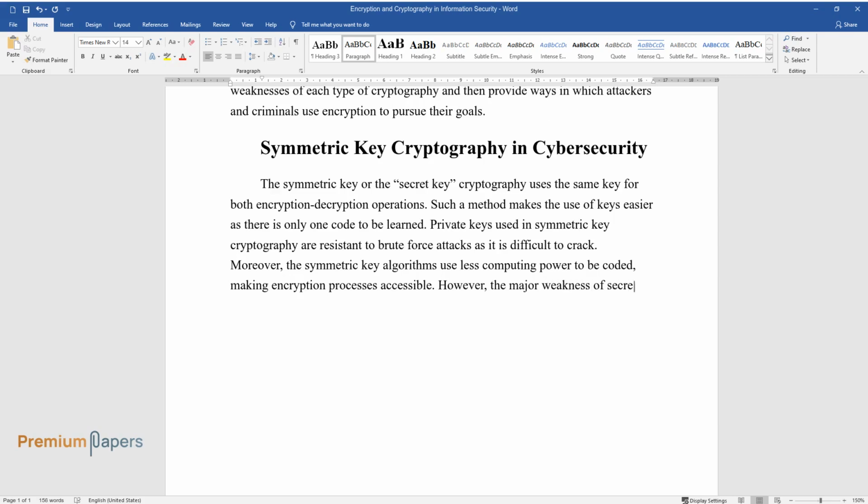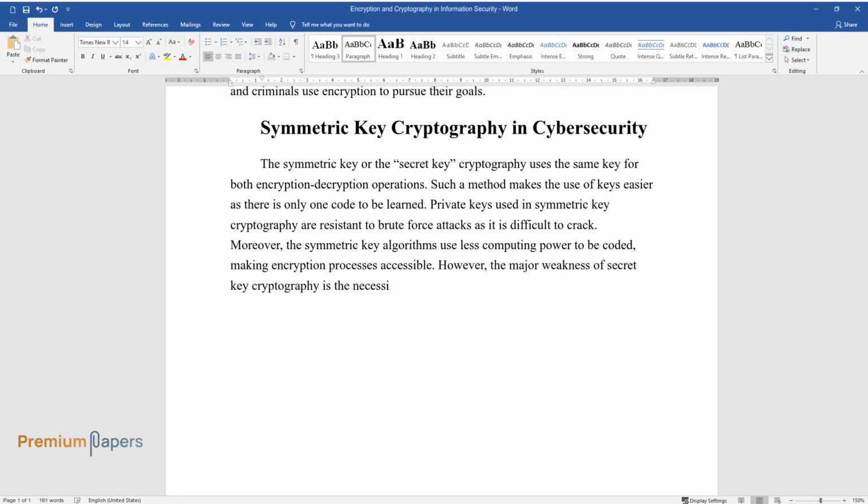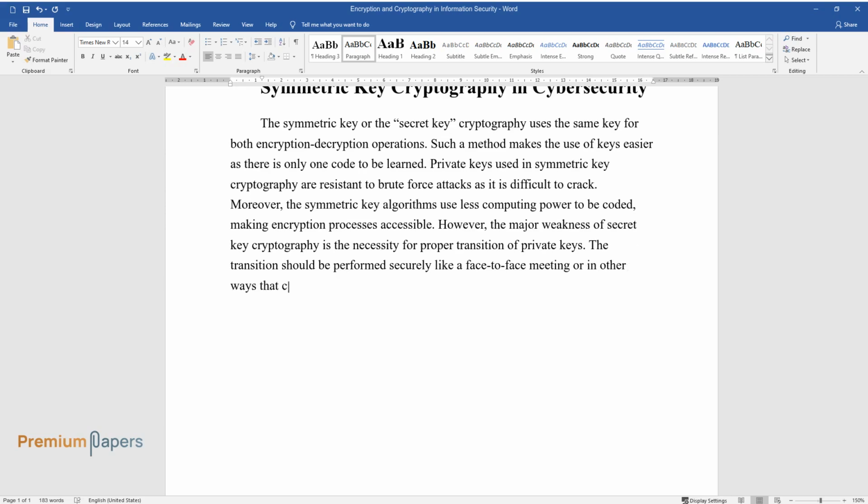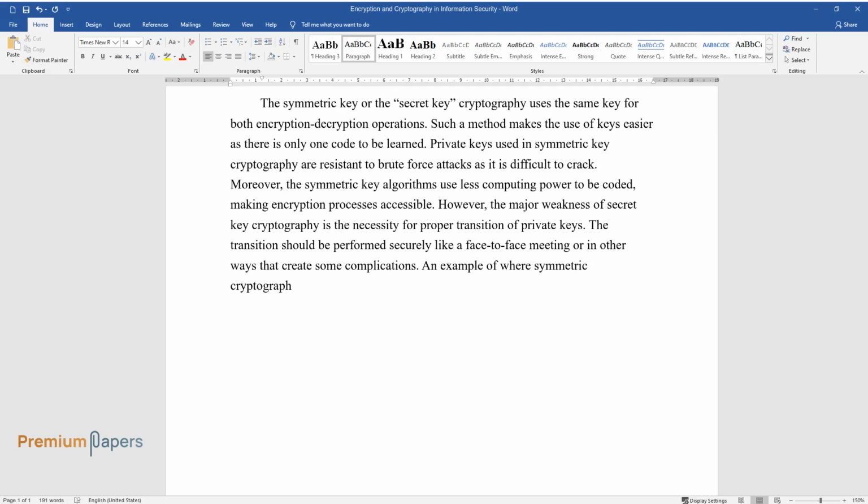However, the major weakness of secret key cryptography is the necessity for proper transition of private keys. The transition should be performed securely like a face-to-face meeting or in other ways that create some complications. An example of where symmetric cryptography can be used is in payment applications where the PIN of cards needs to be protected.